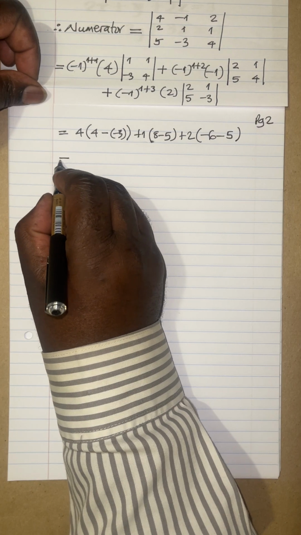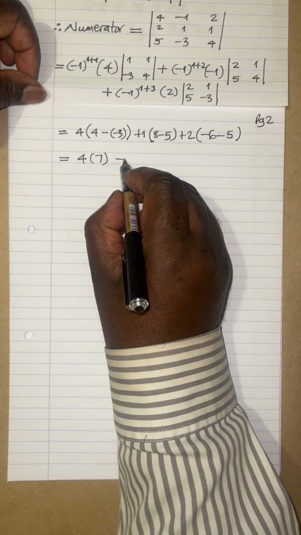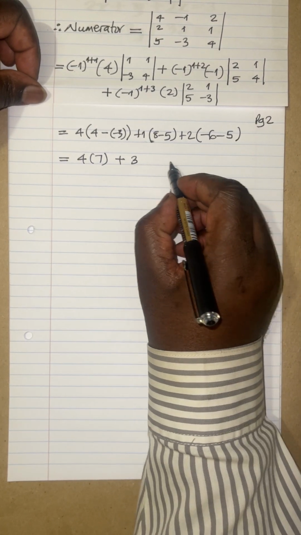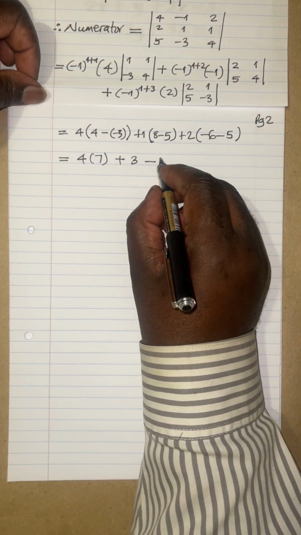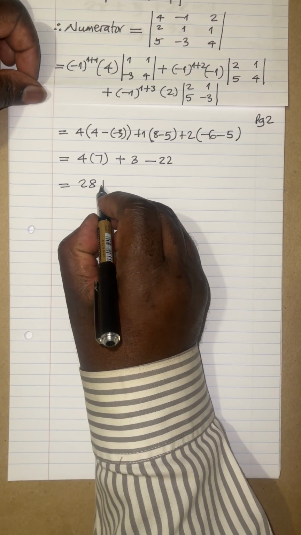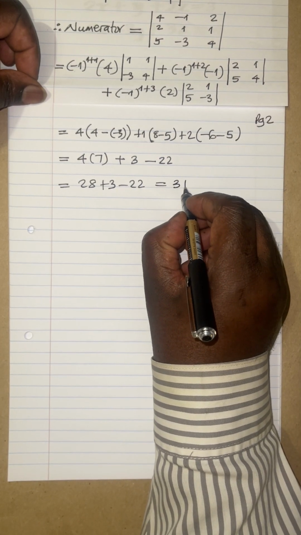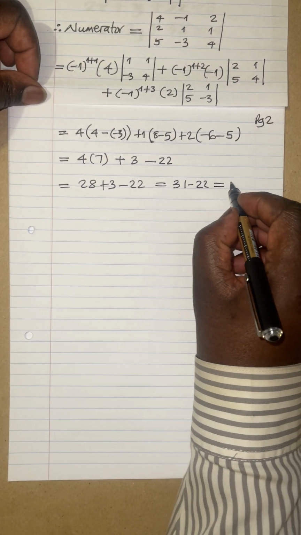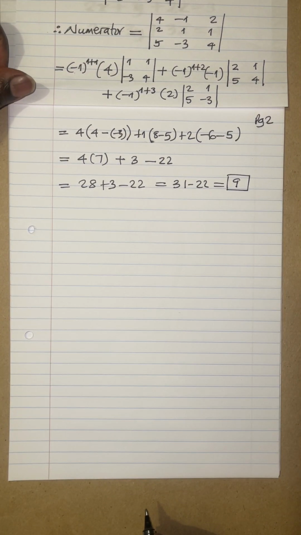Right, let's simplify this now. This is 7, 4 times 7, and then plus, this is basically 3 times 1 is 3, and then minus, because that will be minus 11 times 2 is minus 22. Right, so this is 28 plus 3 minus 22, and that will be 31 minus 22, and the answer is 9. Right, so that's our numerator. Let's work out the denominator.